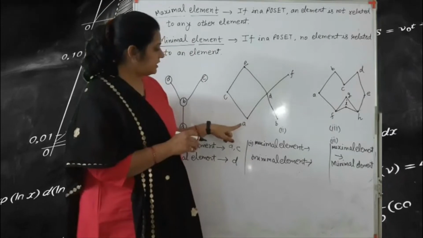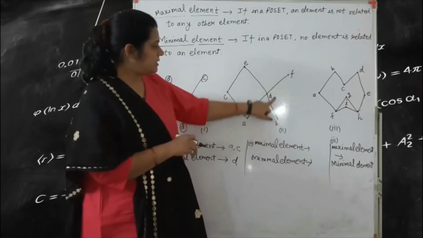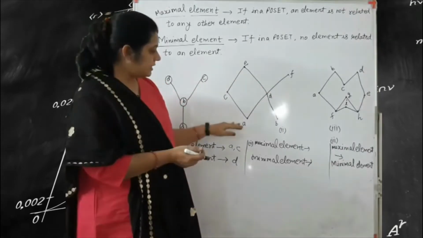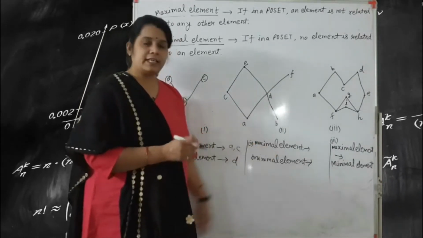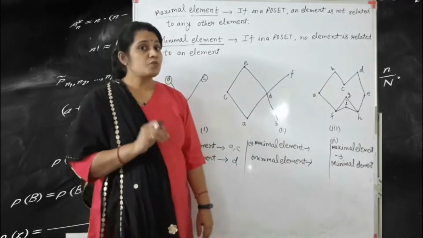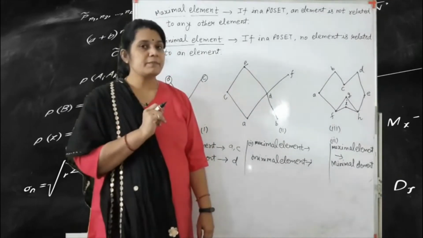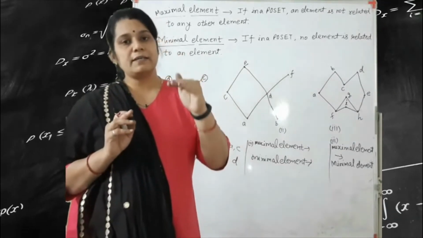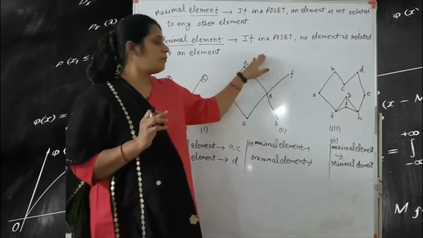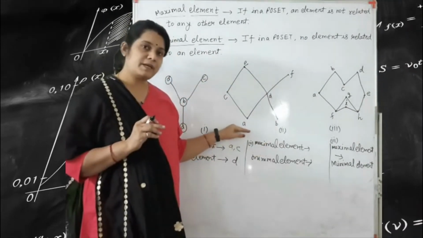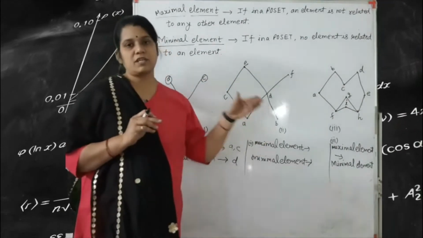Here we are given the set A, C, D, E and F. Here we find out again the maximal element and the minimal element. So what is the definition of the maximal element? Always keep in mind two points: the maximal element is always at the top of the Hasse diagram and the minimal element is always present at the bottom of the Hasse diagram.